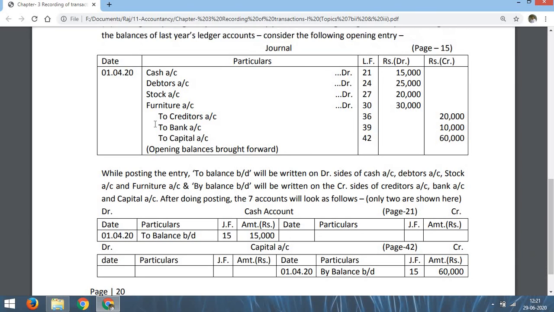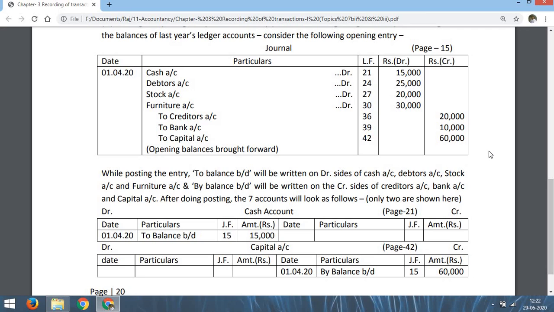Okay, now next day we shall try to understand how to make direct posting to ledger. That means sometimes journal entries are not required. We are asked to prepare direct ledger accounts, one account or two accounts. For example, some transactions are given which are held with Mr. Ram. So you may be asked to prepare Ram account.